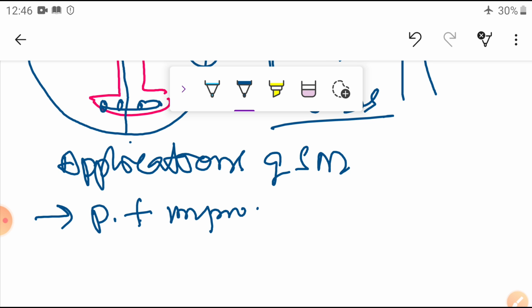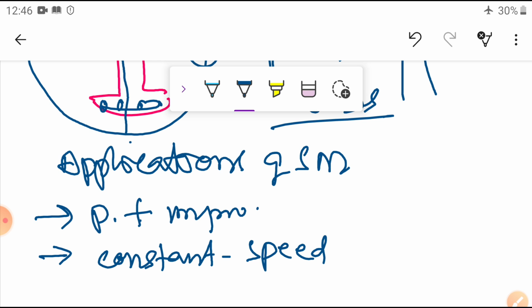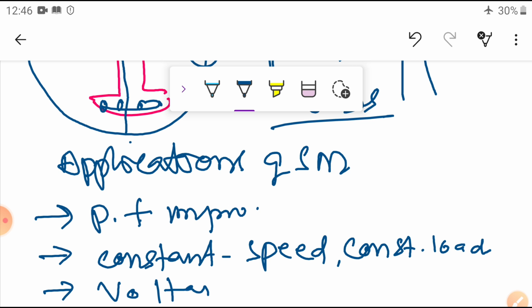The second one is where we require constant speed. For example, paper mills and rolling mills are constant speed and constant load drives. In that condition we use it, and at the same time it can be used for voltage regulation in transmission lines.